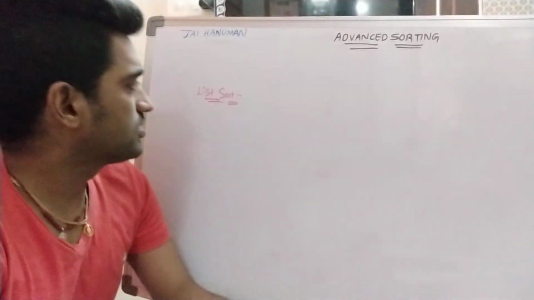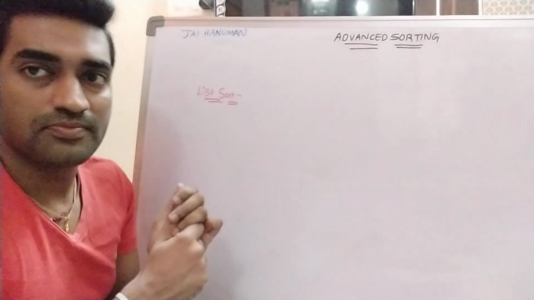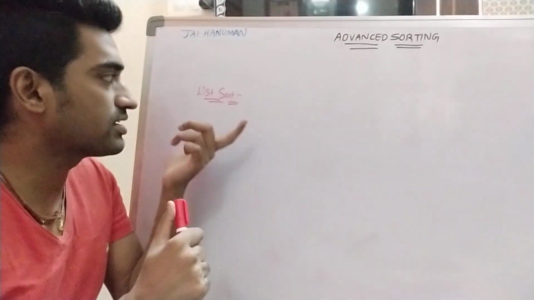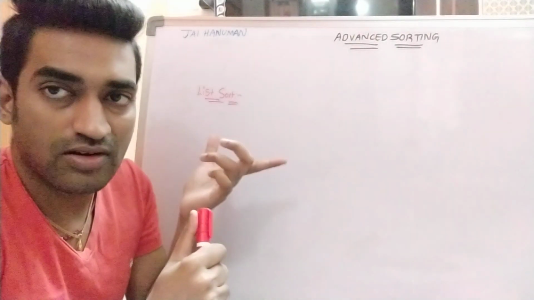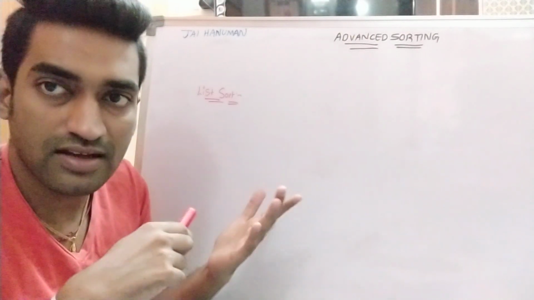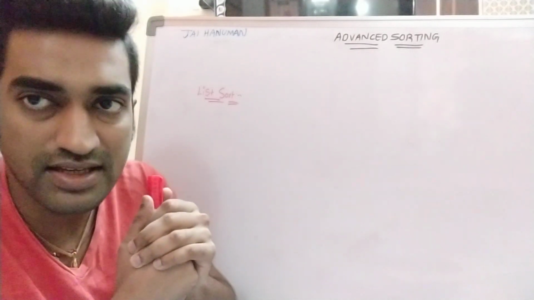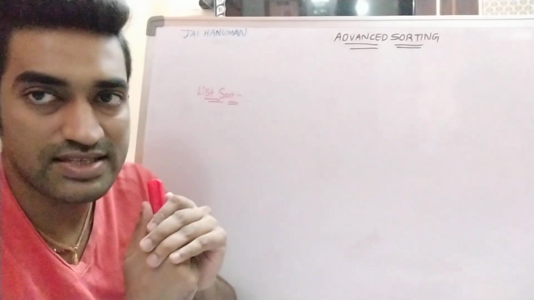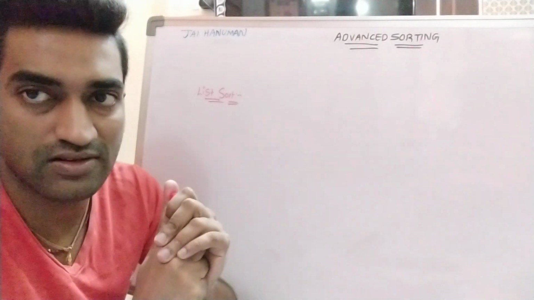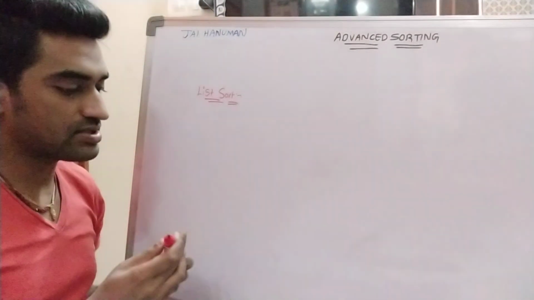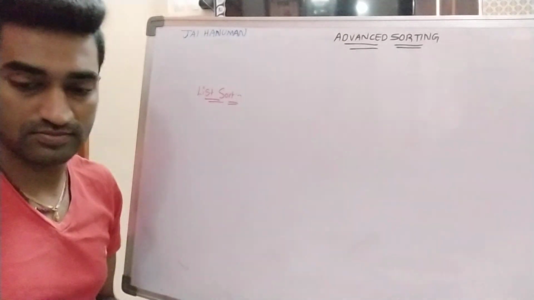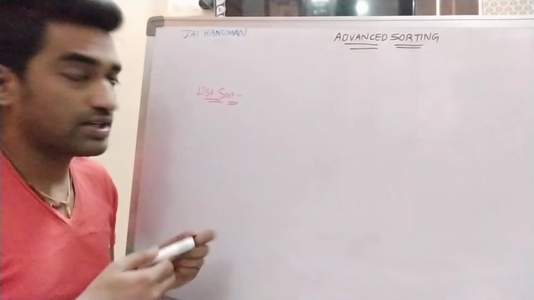So first of all, what is list sort? Before sorting large records, we add some extra field to the list of elements, then we apply the sorting procedure. That field is called a linked list, right? So first of all, what is list sort, right?